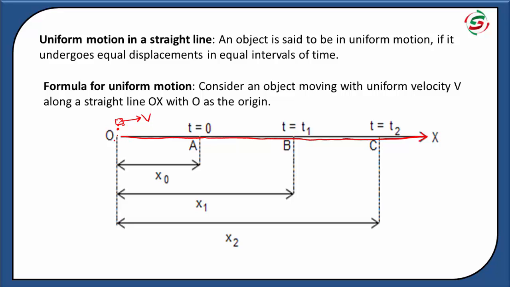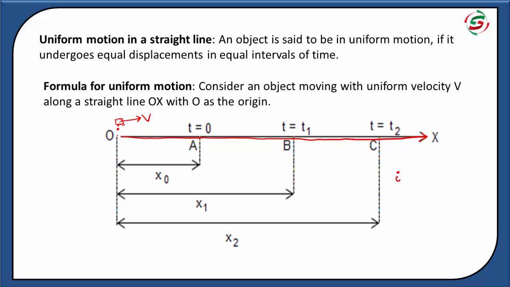The body moves from point O to A when time t equals 0. The body moves from O to B when time t equals t1. The body moves from origin O to C when time t equals t2. Here x0, x1 and x2 are the displacements of the body at times t equals 0, t1 and t2. This is a very simple concept.